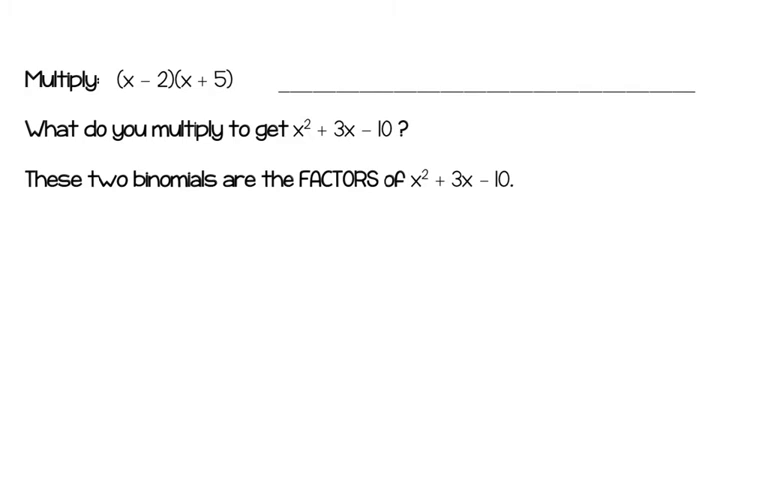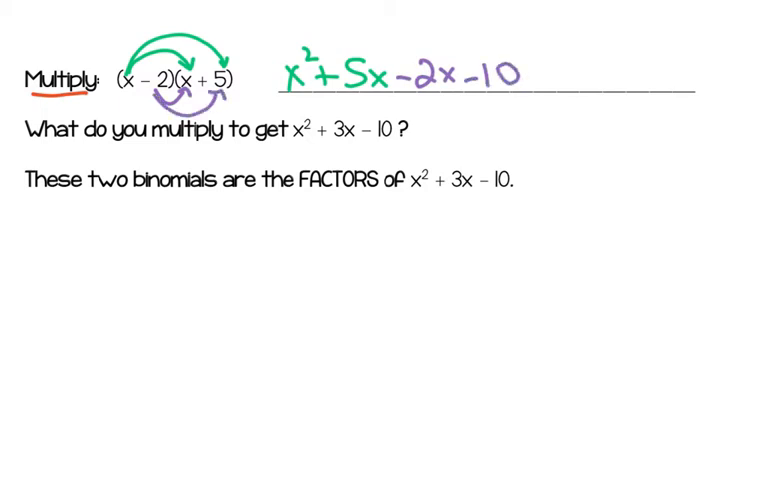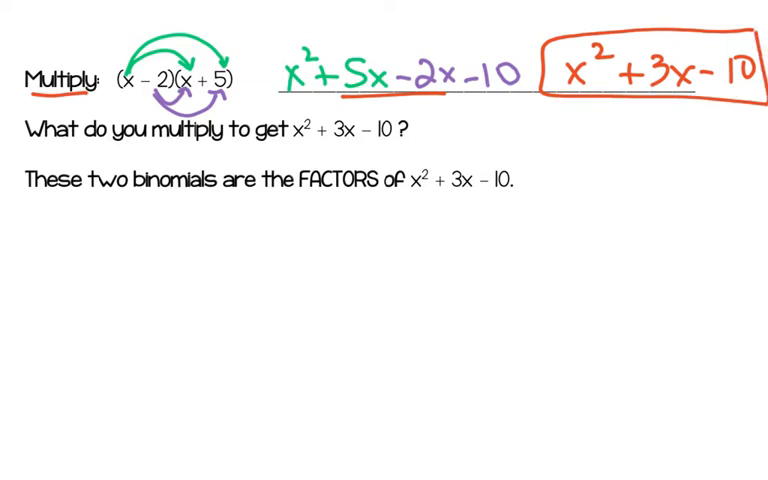Okay, so let's take some binomials. So let's work this way where we multiply these binomials. So remember, distribute. So x times x is x squared, and then x times 5 is 5x, and then negative 2 times x is negative 2x, and then negative 2 times 5 is negative 10. And then we simplify that by saying x squared, and then these will go together, so plus 3x minus 10. And so that's our product of our two factors.